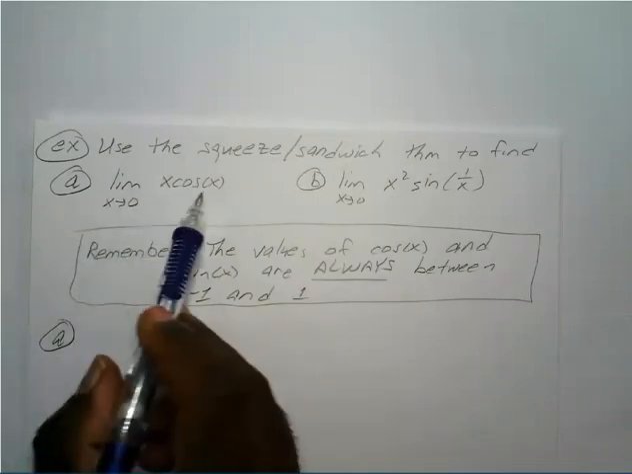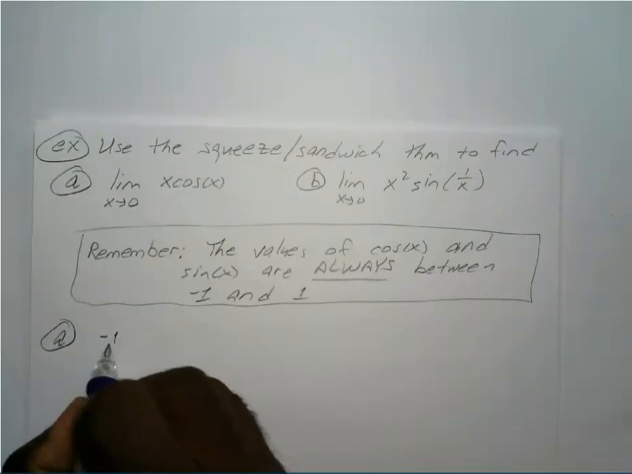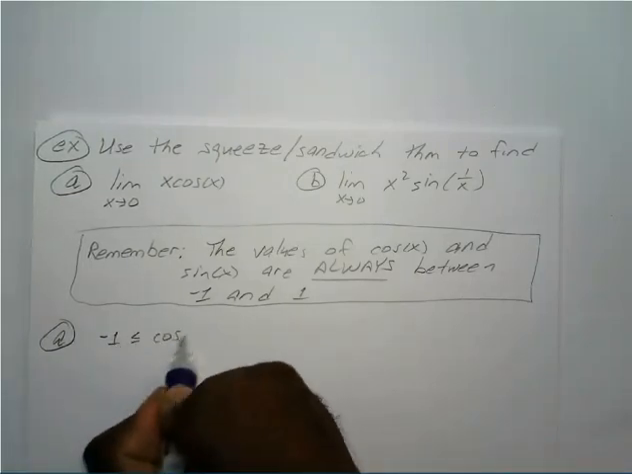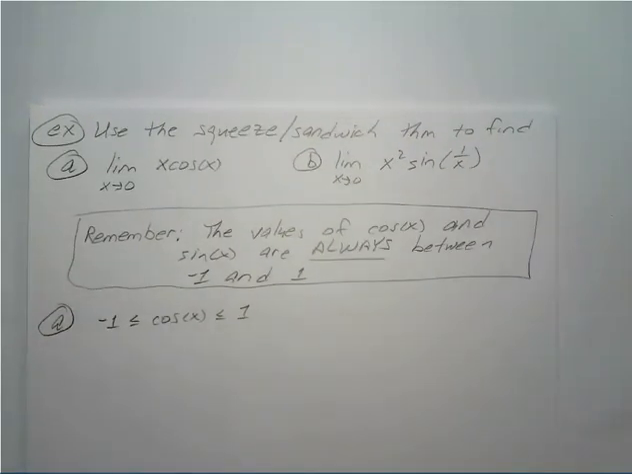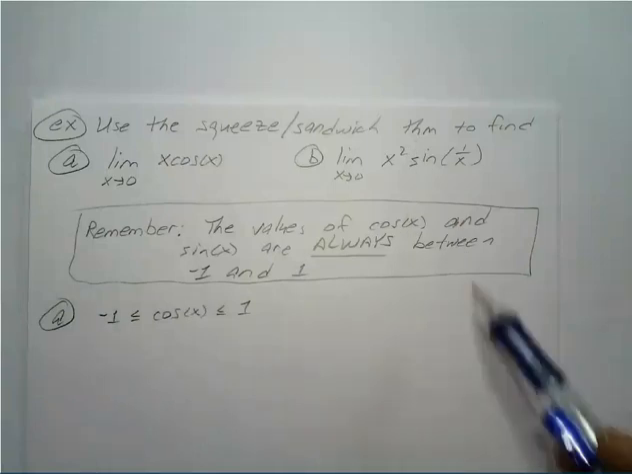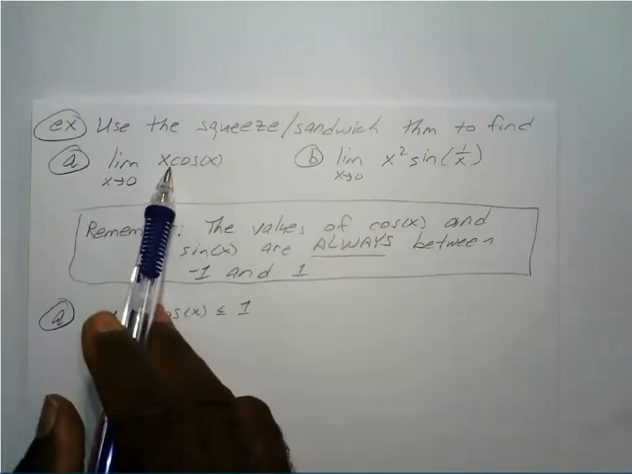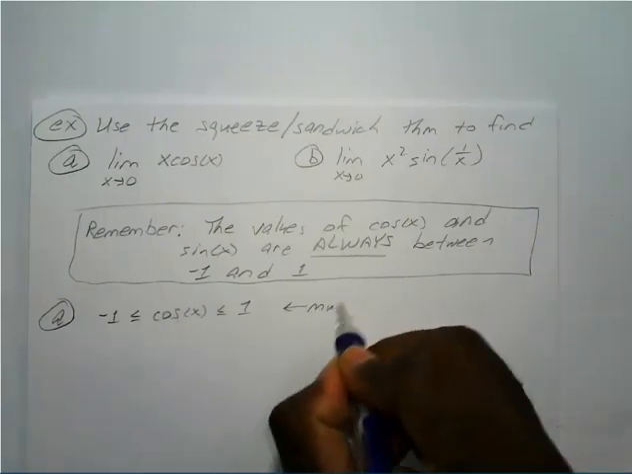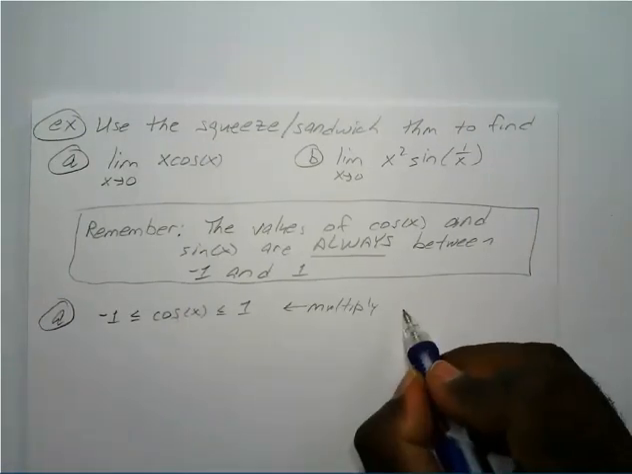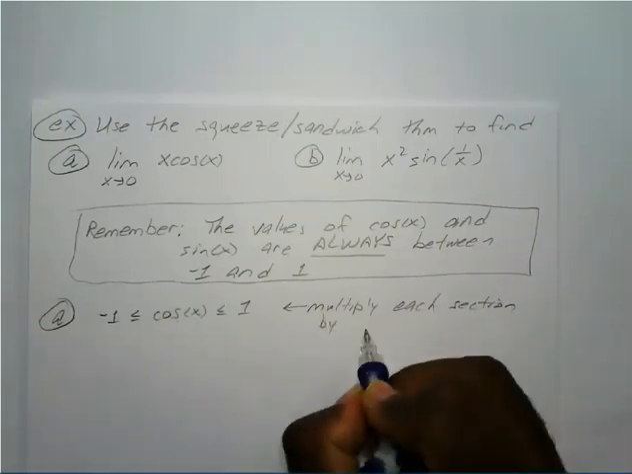So for A, since we have a cosine here, we know that cosine of x is between -1 and 1. If you drew a cosine function, you'll see it bounces between -1 and 1. But we're not looking for cosine of x, we're looking for x cosine of x. So what do we do? Multiply each section by x.